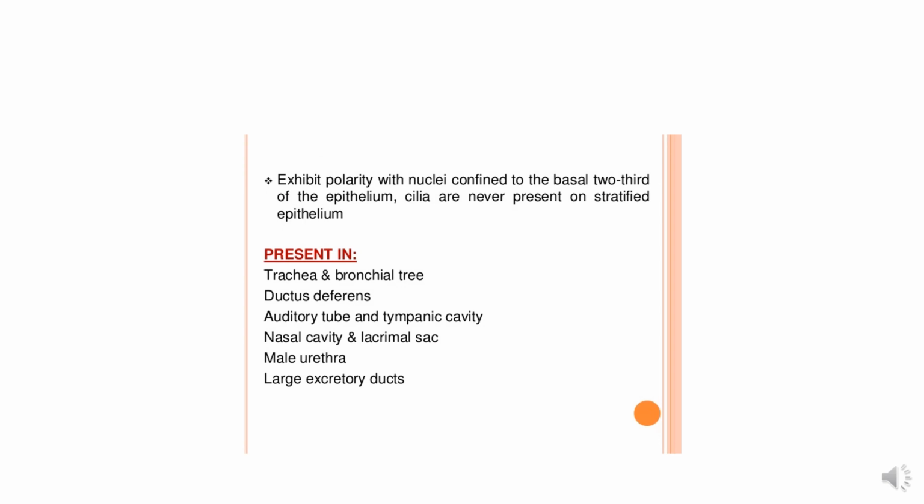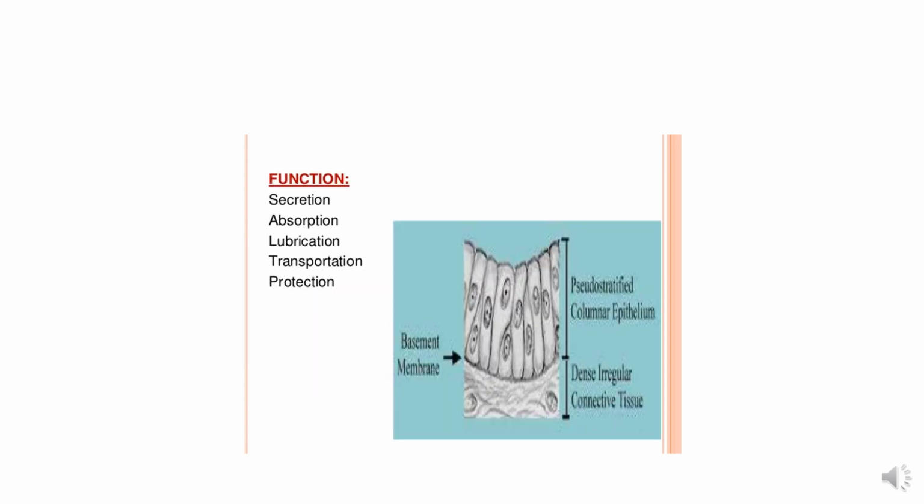So these are present in the trachea and bronchial tree, ductus deferens in males, auditory tube, tympanic cavity, nasal cavity, lacrimal sac, male urethra, and large excretory ducts. Its functions are secretion, absorption, lubrication, transportation and protection.